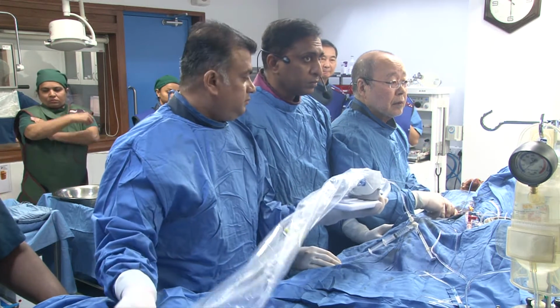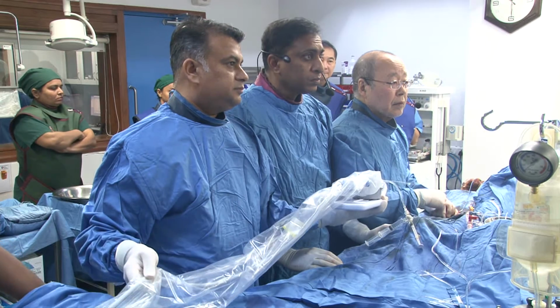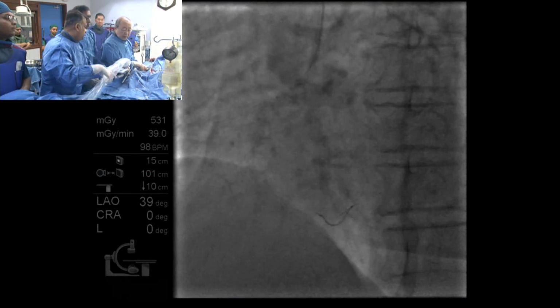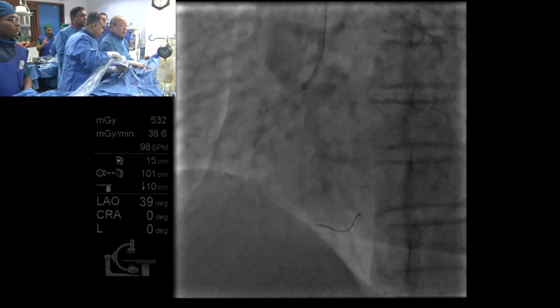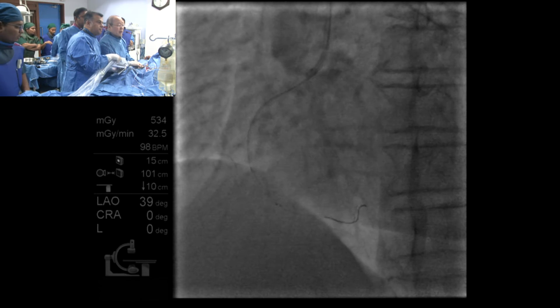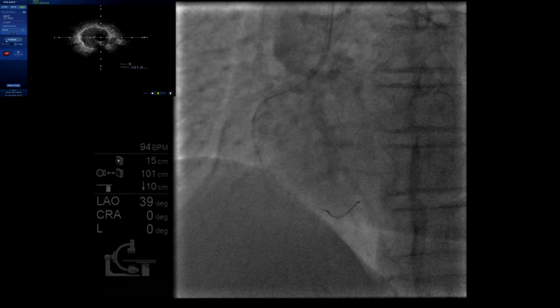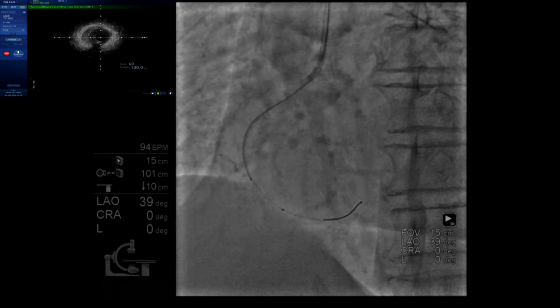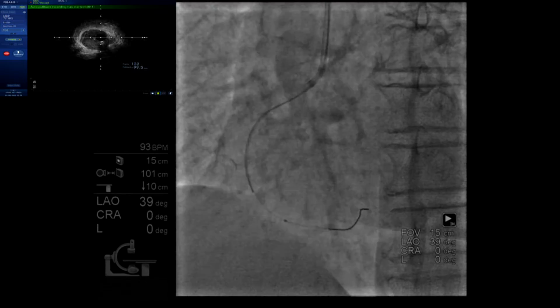I think if the IVUS shows that you're right next to the external elastic lamina with passage, maybe that would concern me somewhat about not just atherectomy, but about stent sizing and post-dilation. Okay, starting from here. I think that's an advantage of having some intravascular imaging in this situation. Let's see the IVUS now. It's a currently normal vessel.